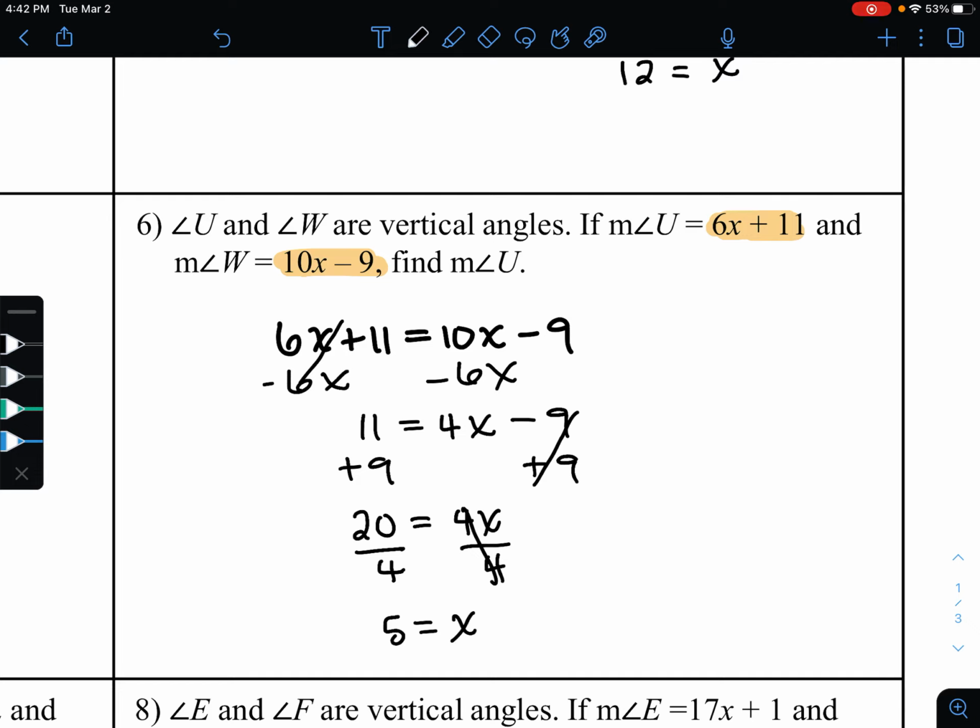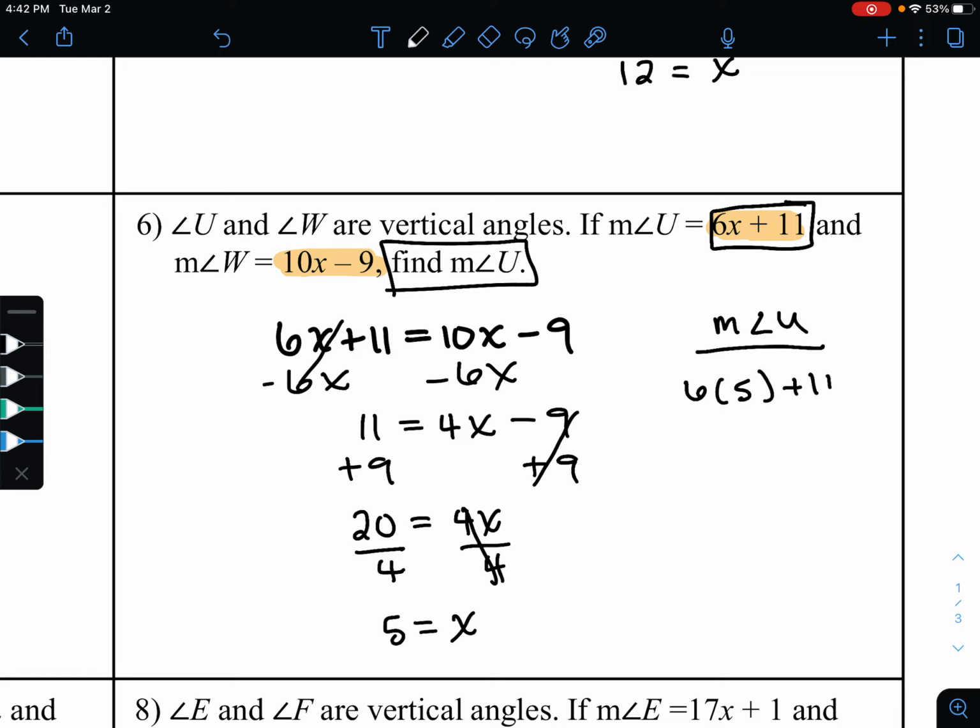Then we double check what the question is asking, to make sure we answered it. The question is actually asking us to find the measure of angle U. So that means I would want to go back in and plug in the 5 to angle U, which is this one right here. So I would do 6 times 5 plus 11. That's 30 plus 11, which would be 41 degrees. And that is your final answer for this question.